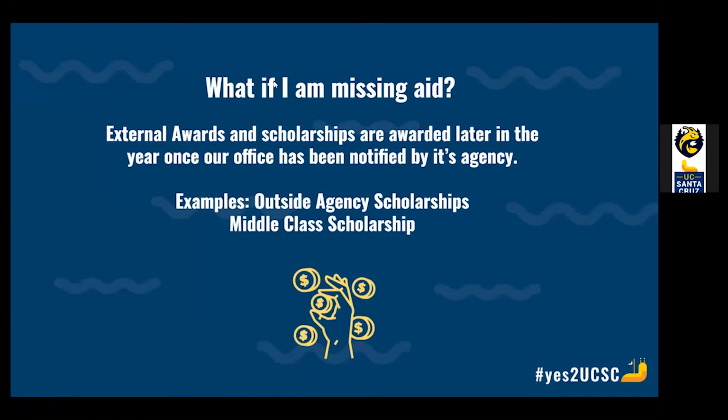Okay, what if I'm still missing aid? So what if you open up your conditional aid offer and you were expecting to see some additional forms of aid? Those might be external awards and scholarships. Those are typically awarded later in the year once our office has been notified that you'll be receiving this amount. So if you've been applying to scholarships and you've received confirmation, that agency still has to notify our office, mail us a check, and then we'll post those scholarships to your account and you'll see them added in your portal.